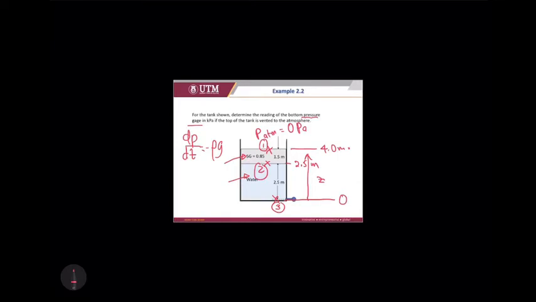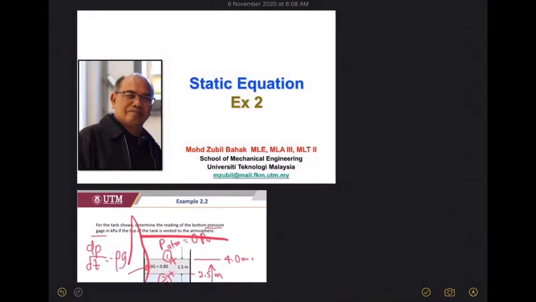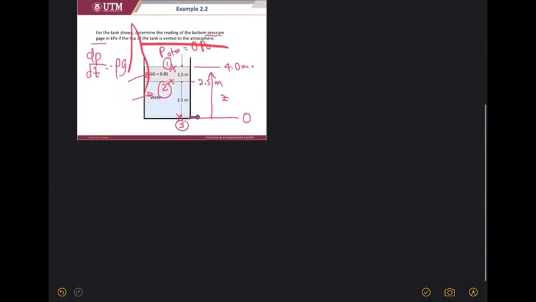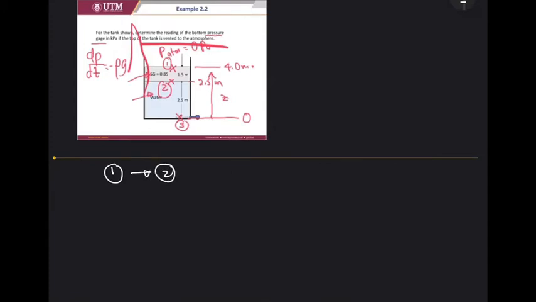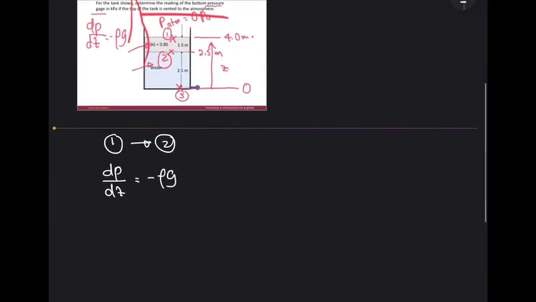All right, now let's try to solve this. We write dp dz from point 1 to point 2, so dp dz is equal to minus rho g, and this dp dz is actually P2 minus P1, equal to minus rho g.